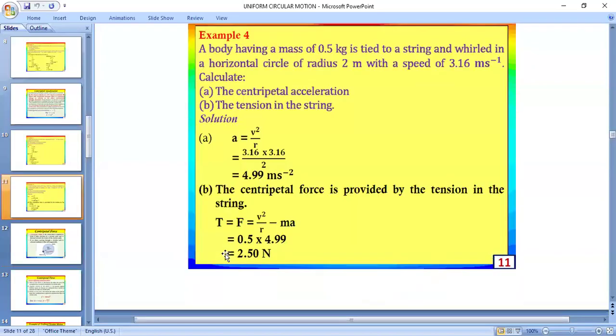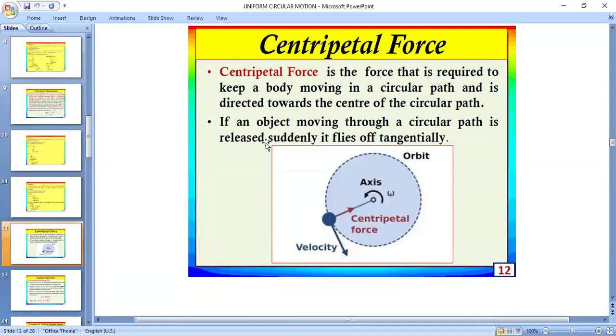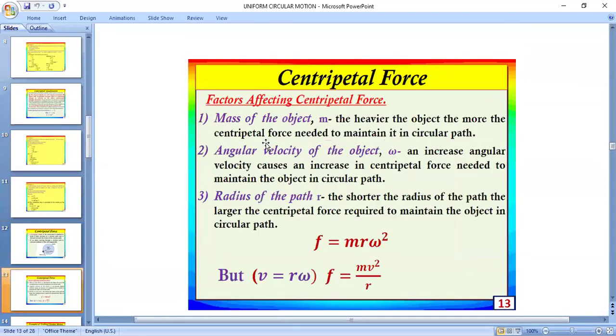So here we have question part B, which says, calculate the tension in the string. So that tension is the one that is providing for centripetal force. So we will come back and solve that question.